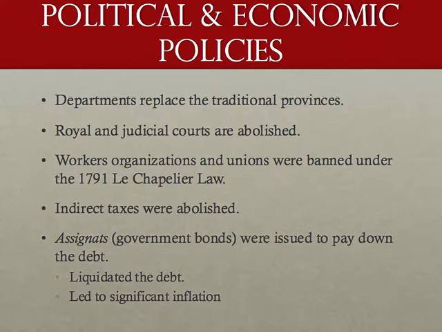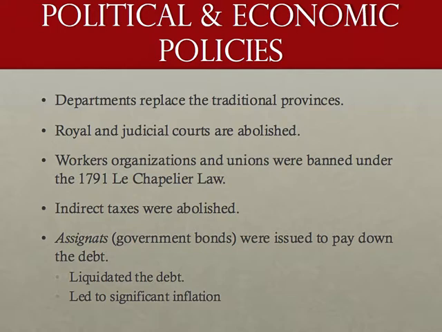Okay? Certain types of taxes were abolished, particularly indirect taxes, ways in which the government could get funding through fees and such. And probably one of the most controversial issues was the issuance of assignats, or assignat, which were government bonds. It was essentially a kind of currency that was used to pay down the debt.